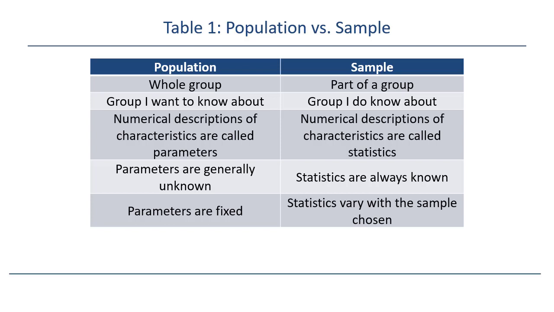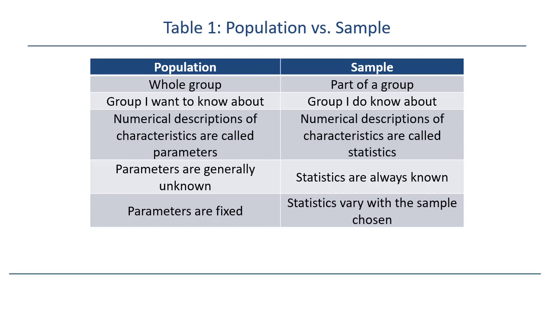Parameters are almost always unknown. It's very hard to get a parameter. And like I said, it all depends on what your population is, right? If your population of interest is small, then of course you can have a parameter. But most studies are concerned with being able to generalize to a large population of things. And so normally we don't have parameters. We only have statistics. And statistics are always known because you can always take a sample.